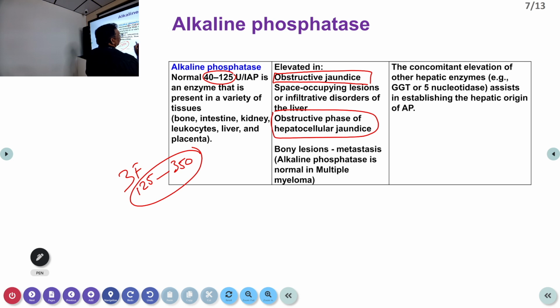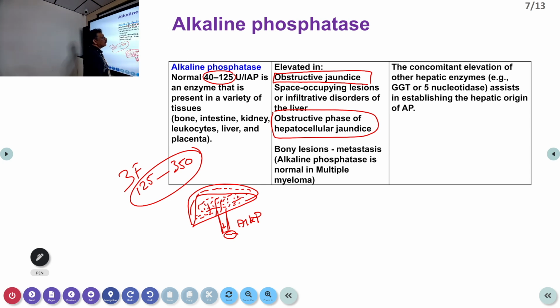Okay, so I'll explain what it is. Obstructive jaundice means this is the liver, this is the bile which is coming out. If there is an obstruction like a tumor or pancreatic enlargement, this is obstructed, then alkaline phosphatase will be elevated. But suppose there is hepatitis, like viral hepatitis, all these areas are inflamed, all the liver areas are inflamed, and the smaller canaliculi in the liver are blocked. Here a large canal is blocked, but in hepatitis or acute liver inflammation, small canaliculi in the liver will be blocked. This is called the obstructive phase of hepatocellular jaundice. So in both these conditions, it can be elevated.